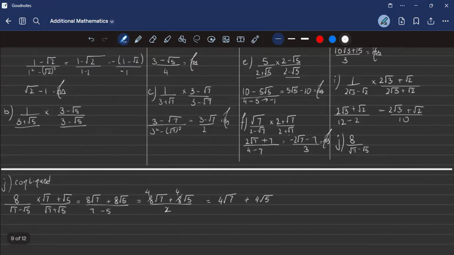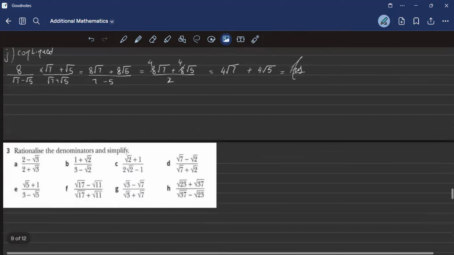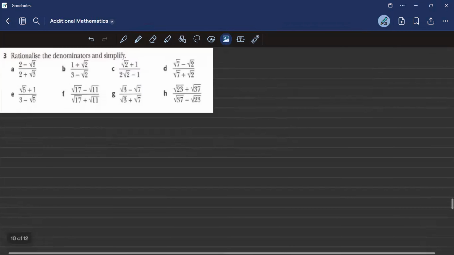And that's your answer for part J of question number 2. Okay, that's it for question number 2. We solved it up here. Proceeding on to question number 3.